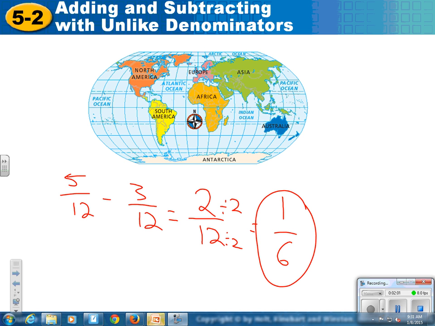When we get into multiplying and dividing fractions, actually multiplying and dividing fractions is easier, because you don't need a common denominator. You can skip that step. So we're actually going to do something harder right now than we're going to do a little bit later. And this isn't even that hard.